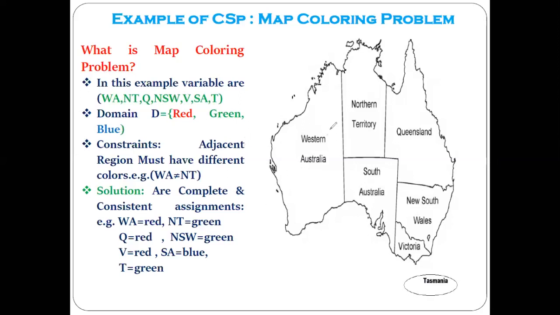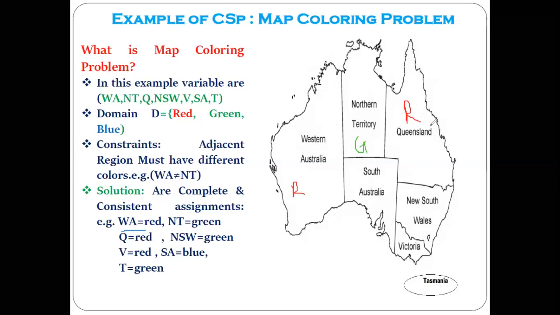So here, as we have seen, when you try to solve this problem, we get stuck at this point, and you need to backtrack and try to solve the problem in another way. Suppose we have backtracked now. We consider red for WA, then green for NT, and then again red for Queensland. Can we consider red for Queensland?